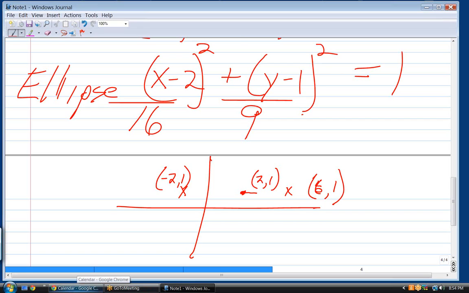The minor vertex is up 3. So the minor vertex is at 2, 4, and the bottom one is down 3 from this, so it's got to be 2, minus 2. So once I have all 4 vertexes and a center, there you have it. Now there are a couple of other things called the foci.